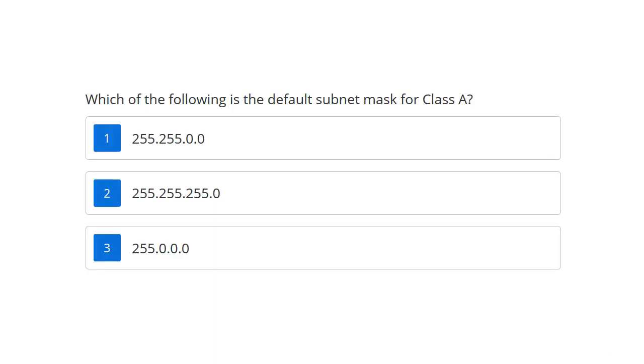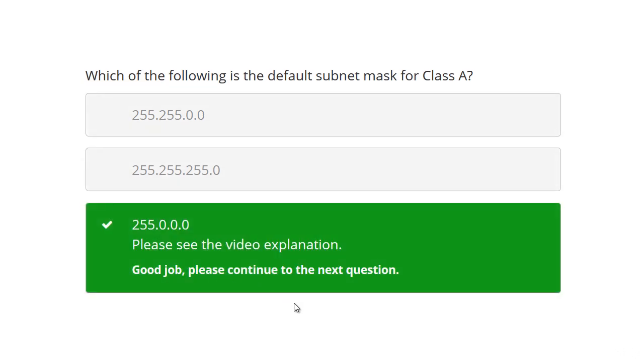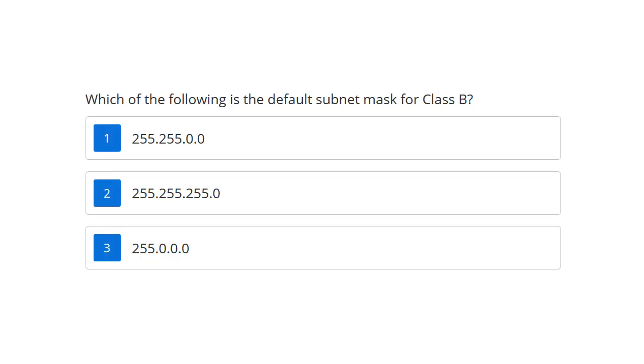Which of the following is the default subnet mask for class A? The answer is 255.0.0.0. Which of the following is the default subnet mask for Class B? Well, that's 255.255.0.0.